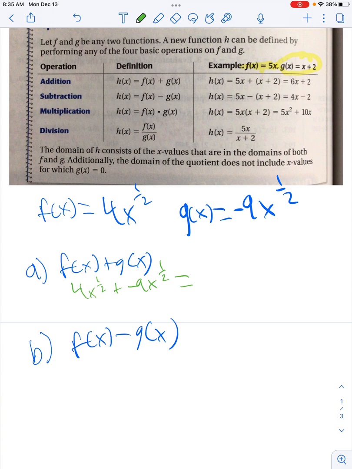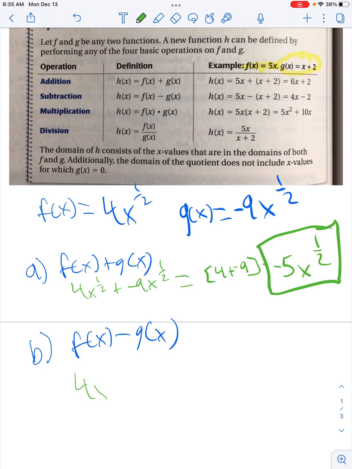I do have the same exponent, x to the 1/2, so I can combine my coefficients. 4 plus negative 9, that's going to be negative 5, and then again I still have x to the 1/2. f of x minus g of x is 4x to the 1/2 minus negative 9x to the 1/2. Same type of idea, but 4 minus negative 9 gives me positive 13.